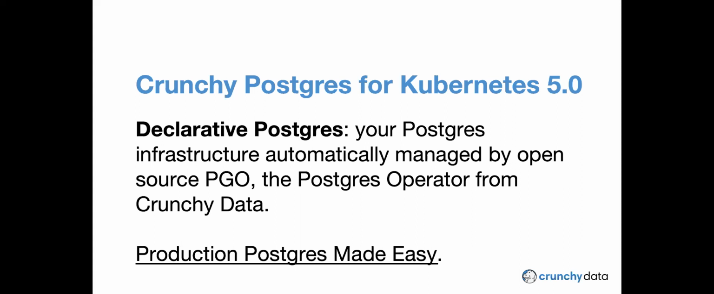And with the push to GitOps and declarative, we want to build an operator that gave you a way to make it very easy to get a production Postgres deployment with very little effort, and that could be fully managed in a self-service way by the Postgres operator. So that is really the heart of Crunchy Postgres for Kubernetes 5.0. It is production Postgres made easy by creating a declarative way to do that.